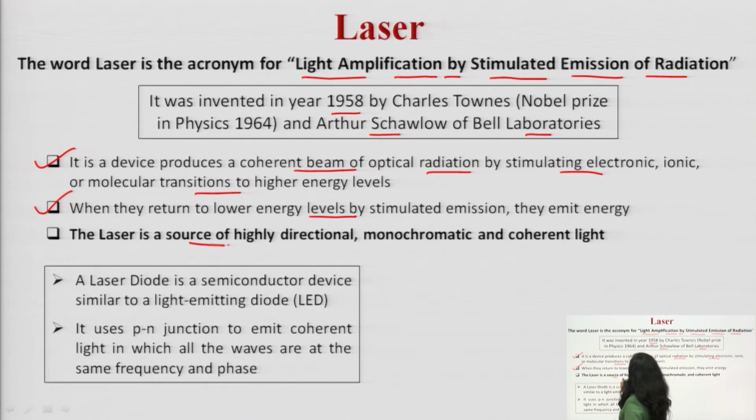So a laser is a source of highly directional, monochromatic and coherent light. What do you mean by these? These are the three important properties of lasers. So a laser is a semiconductor device which is similar to a light emitting diode, as I have explained to you, and it uses a PN junction, and that PN junction is used to emit the light. Coherent light is emitted, in which all the waves are at the same frequency and phase.